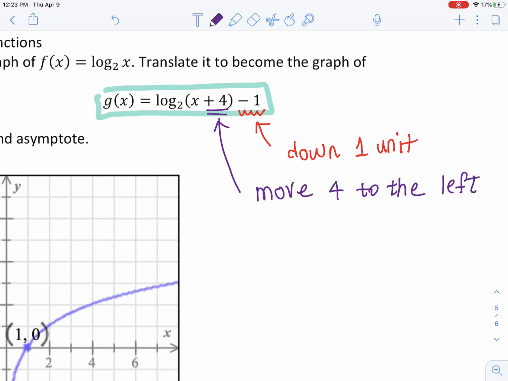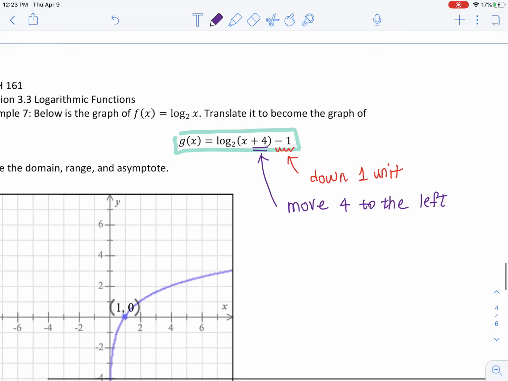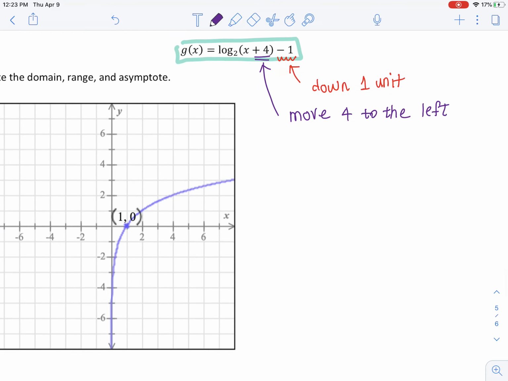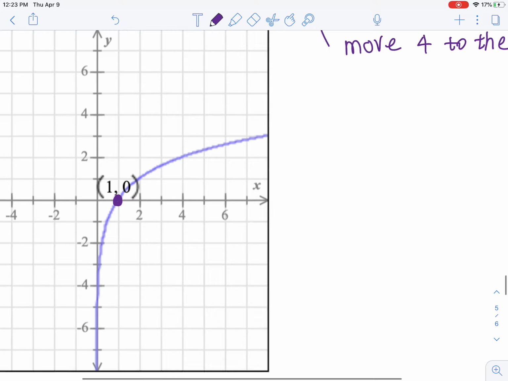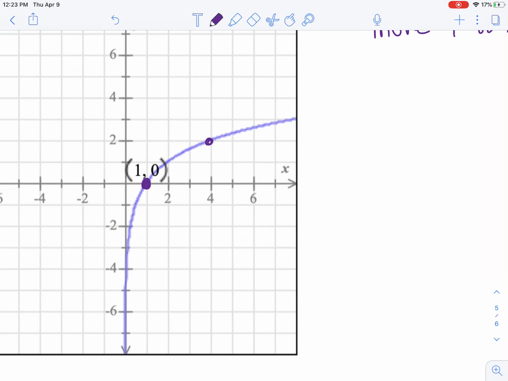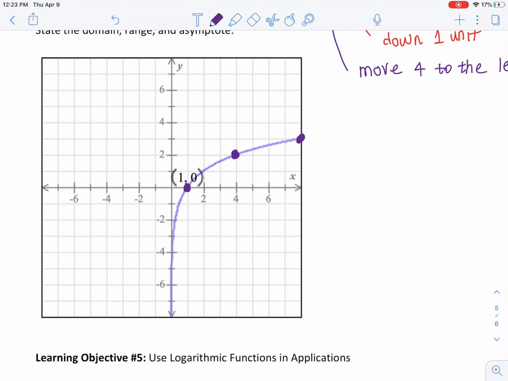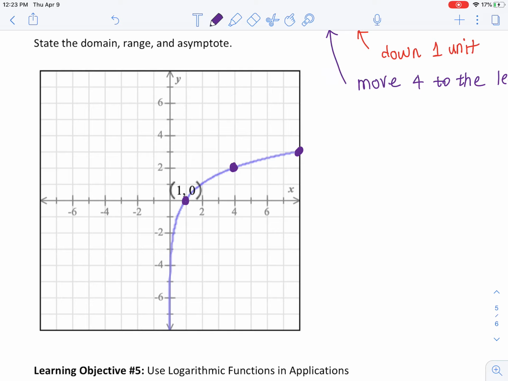Now, since day 1, maybe day 2, we started talking about the transformation of functions. It still applies. We still have to remember this. I got 1 point they gave me, but it will be better if I have more than 1 point. So I know exactly how to move that point, but let me pick another point. What's another good point that I can use here? Maybe this one right here. And then I will move this one too. That's probably going to be good.